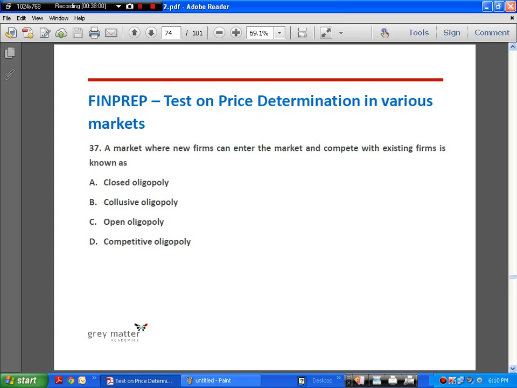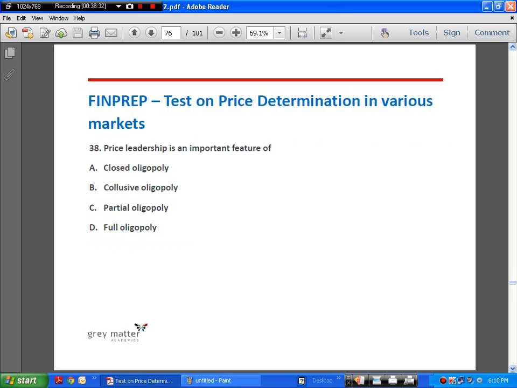37th question. A market where new firms can enter the market and compete with existing firms is known as closed oligopoly, collusive oligopoly, open oligopoly, competitive oligopoly. So here we have the firms have no restrictions to enter the market and compete with the existing firms. Therefore, it is a key feature of open oligopoly. The market is open for any kind of competition.